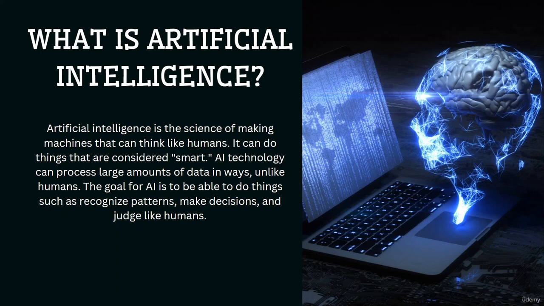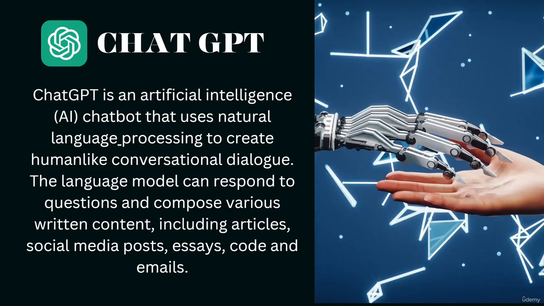Now let's see the different companies that work with artificial intelligence and what you can do in today's world with those kinds of software or applications. The first application we're going to learn about is ChatGPT. ChatGPT is an artificial intelligence chatbot that uses natural language processing, which is NLP. It helps you create human-like conversational dialogue.